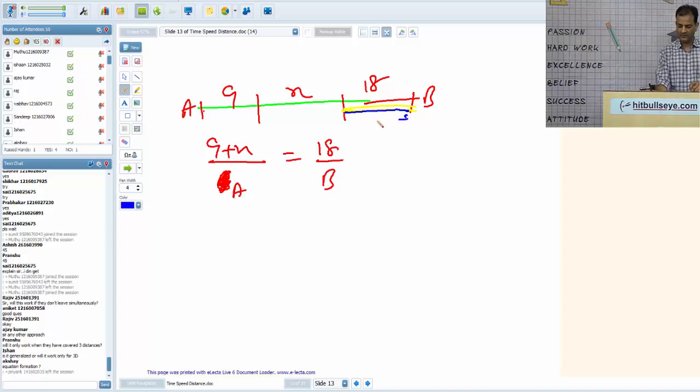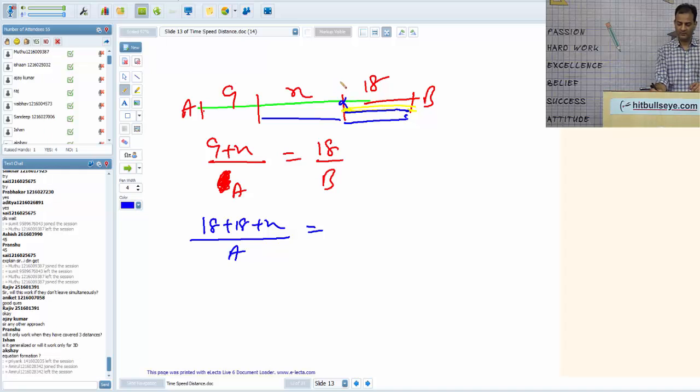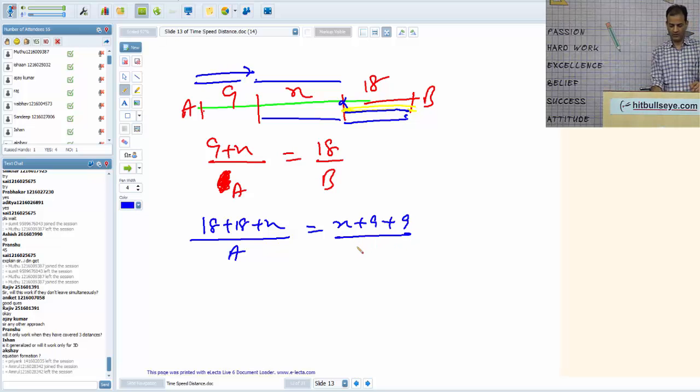18, then return plus 18 plus x. That means (18 plus x) divided by the same speed A. In this time B will cover x plus 9 plus 9. B will cover x plus 9 over B. Equation forming.